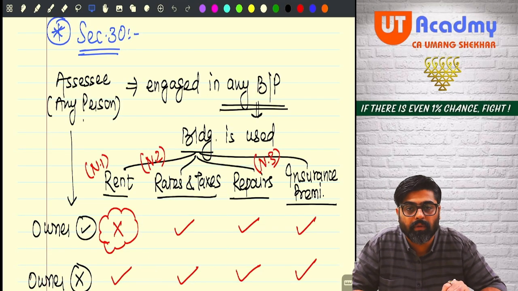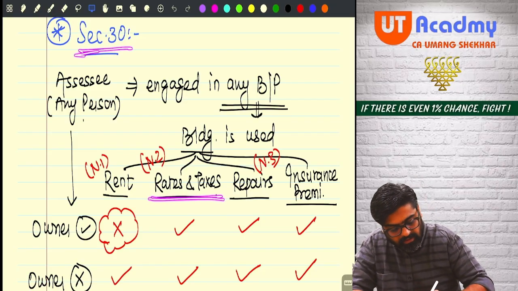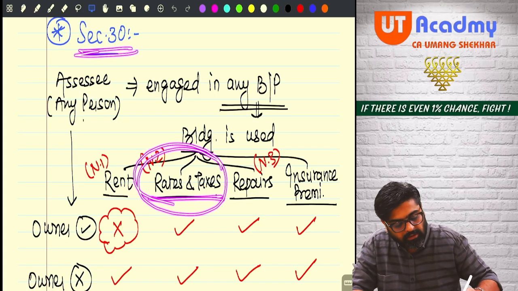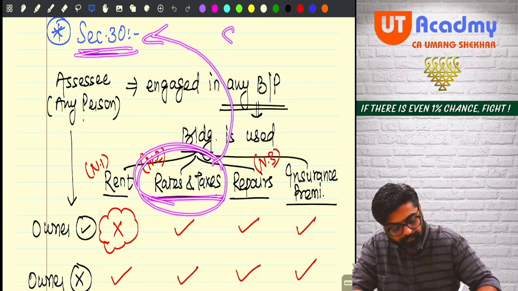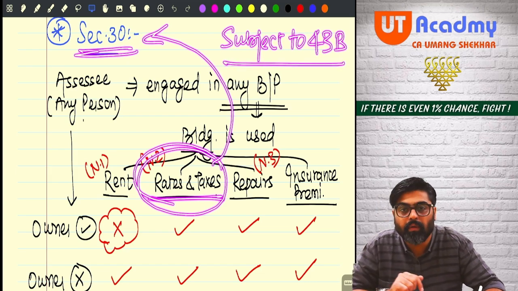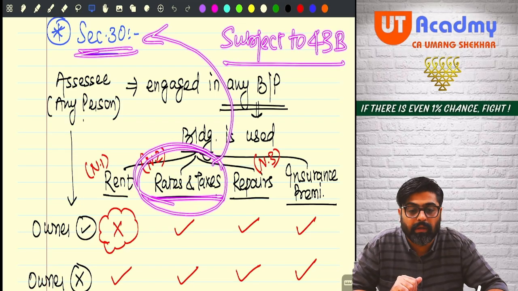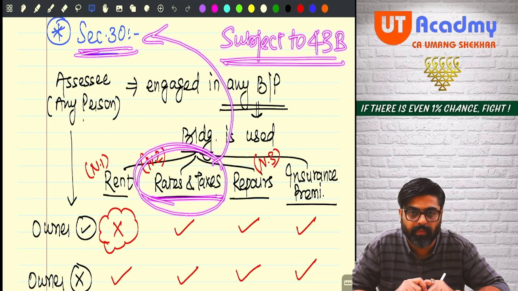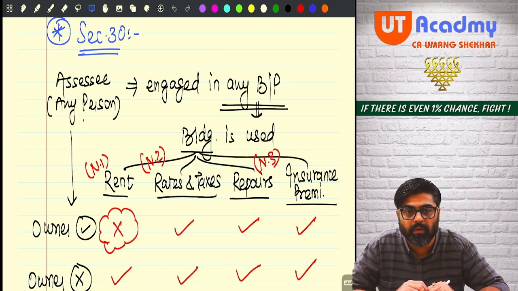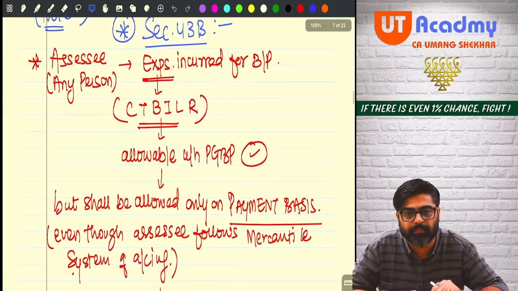Now when you take the deduction for these rates and taxes under section 30, the rates and taxes will be allowed under section 30 subject to 43B. What did I say? Subject to 43B. Now what is this section 43B and what does it mean? In order to explain that, I will have to give you the details of section 43B.